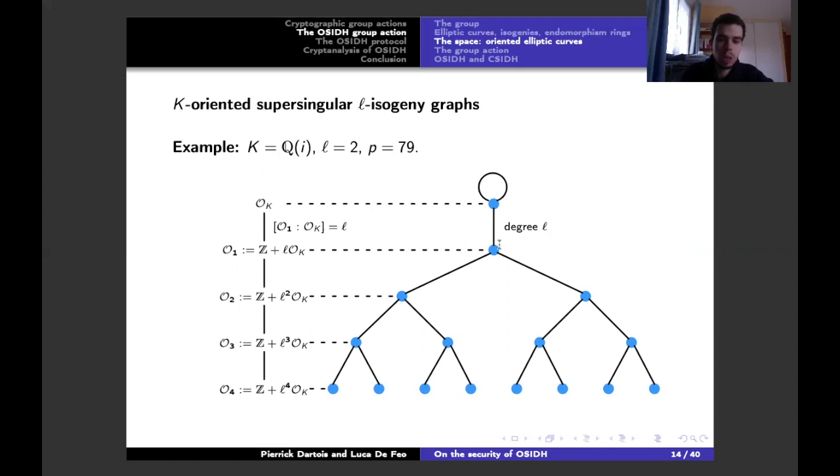Below, we always have one ascending isogeny and L descending isogenies at each vertex, and the orientation by the order of index L in the order above. Hence, the index is given by the degree when we descend the graph. For the OSIDH group action, every level of the graph can be a potential space. But as we go down, we see that the size of the level grows exponentially. So we need to choose a level deep enough to make sure that the cryptosystem is secure.